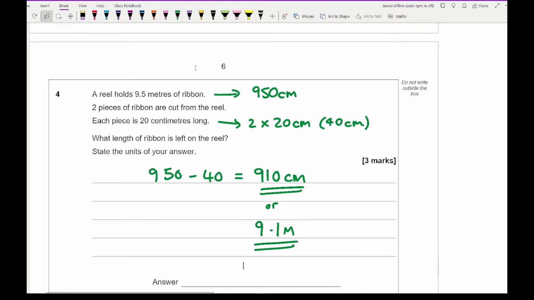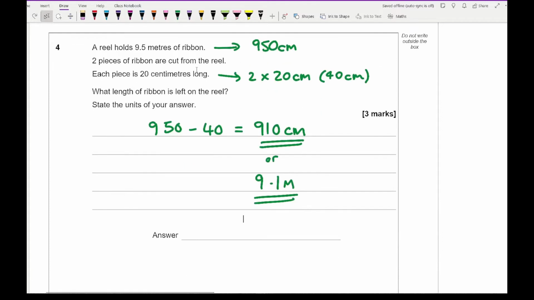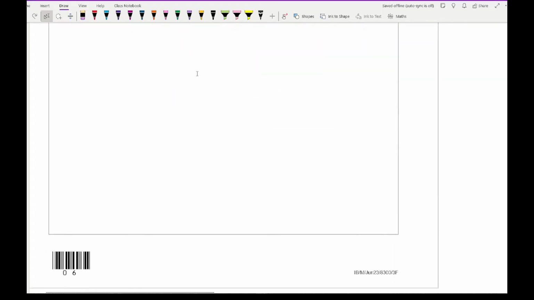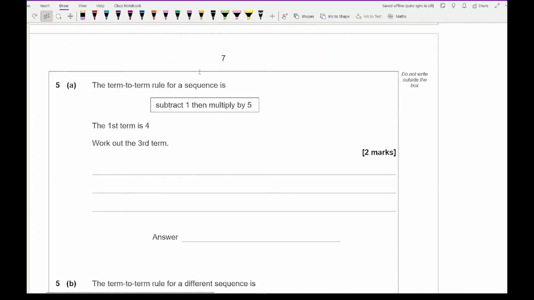And again, do not give 2 different answers, even though they may be the same. Just be confident in the one that you write down. Moving on to 5a, it says the term-to-term rule for a sequence is subtract 1, then multiply by 5. The first term is 4, work out the third term.